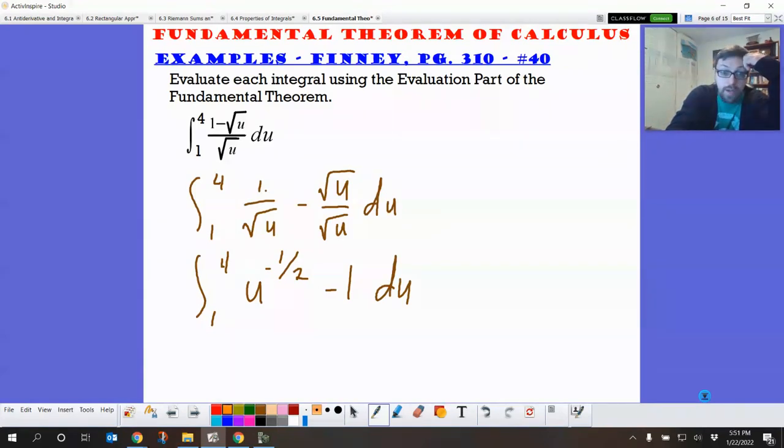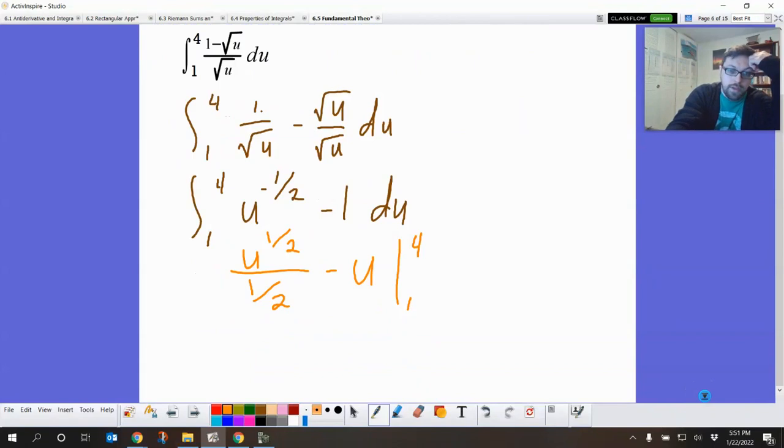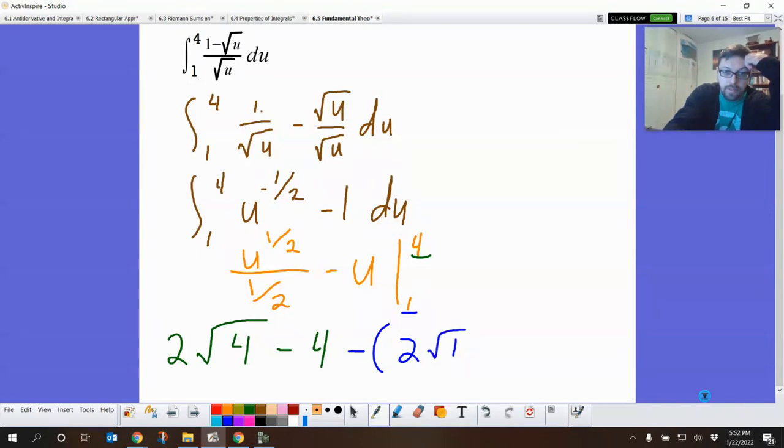So I add 1 to that negative 1/2, so I get u to the 1/2. And then I divide it by its new exponent, which is 1/2. Then that negative 1 gets a u stuck on it, so that's u. So we're going from 1 to 4. That u to the 1/2 divided by 1/2 is just 2 square roots of u. And the u I've got first, the 4 minus the u, is 4. And then we got to do this all for the 1. So minus, again, 2 square root of u, which is 1, minus 1.